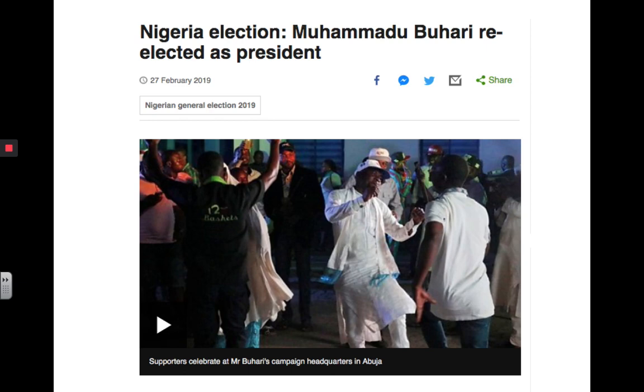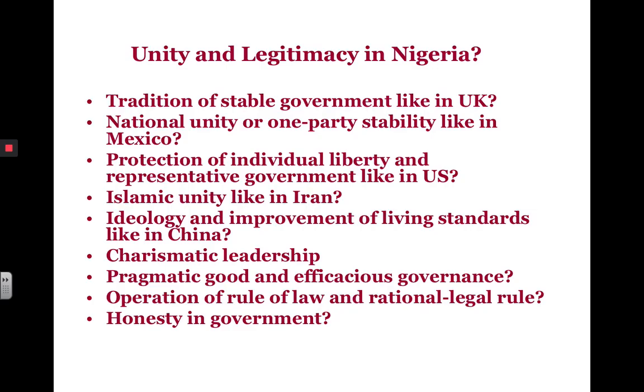and Nigeria still seeking to solve all those issues that we've talked about, Fourth Republic policy challenges. One of those really is, how do you produce unity and legitimacy for the state in Nigeria? And what's real? So it's good for you to think about, is it tradition? Is it long-term stable governance like the United Kingdom? Is it national unity somehow, like in Mexico? Is it possible to have one-party stability that hasn't proven to be successful with the PDP or the APC? If people were able to feel like their individual rights and liberties were protected, representative government was utilized like in the United States, perhaps that could do it.